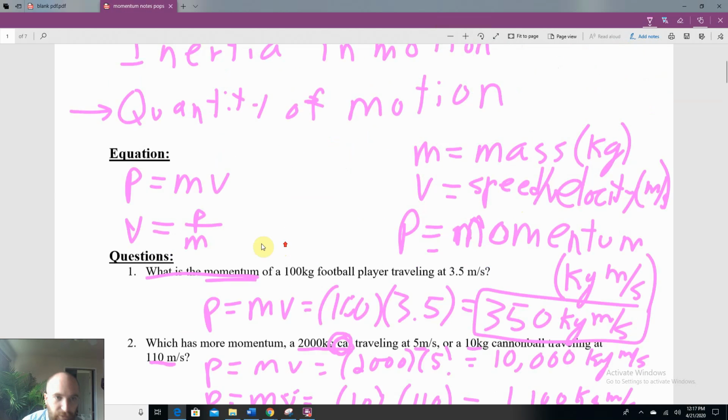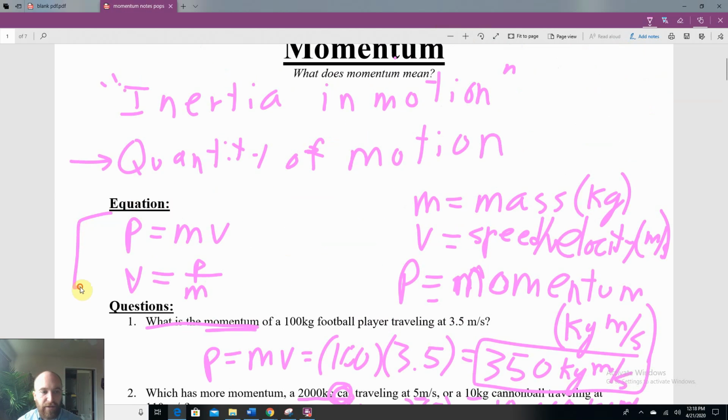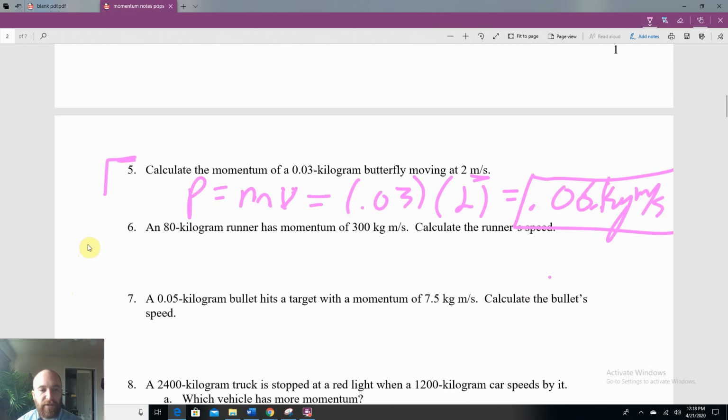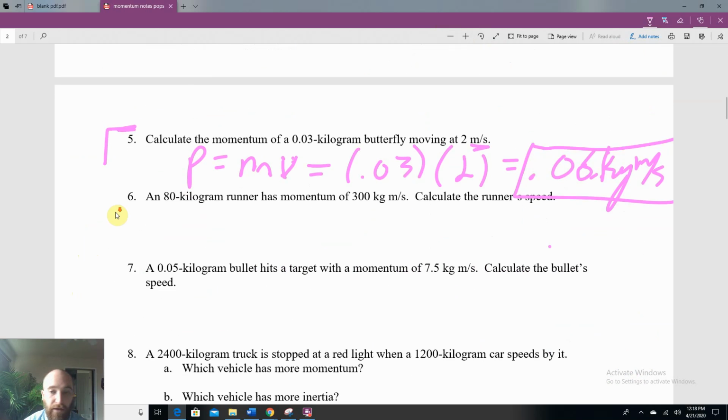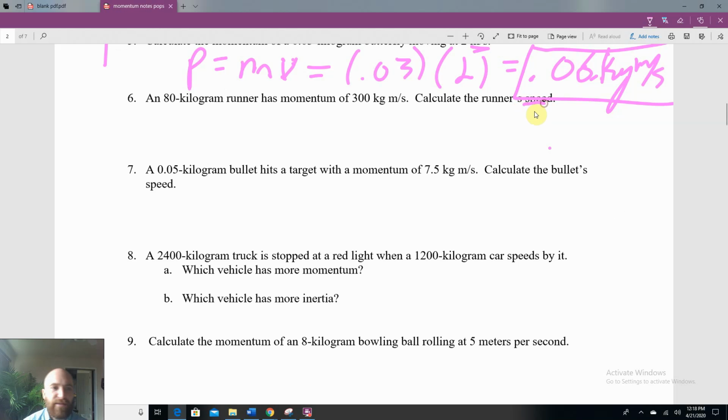So there's only two equations for this right now, and you're basically just going to find the one that works best. Are we solving for momentum or are we solving for speed? Keeping that idea, let's try number 6. An 80 kilogram runner has a momentum of 300 kilogram meter per second. Find the speed. Alright, well that was pretty straightforward. We're calculating the speed. So I'm going to use the other one, v equals p over m.